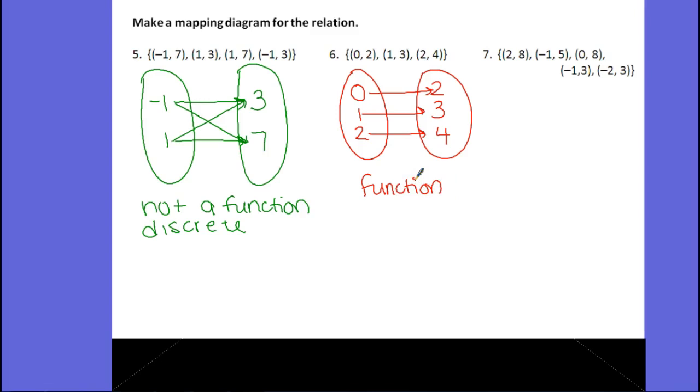This is a function, and because they go up in a nice even pattern, 0 to 2, 1 to 3. So this goes up by 1, this goes up by 1, this goes up by 1, this goes up by 1. On a graph, this would be continuous.